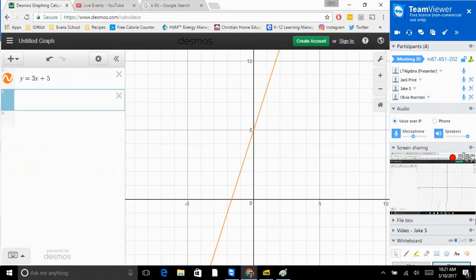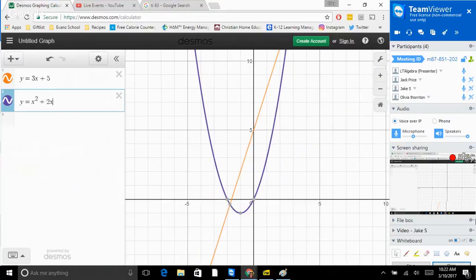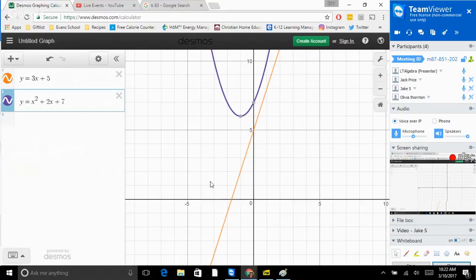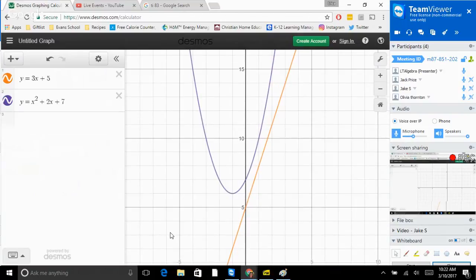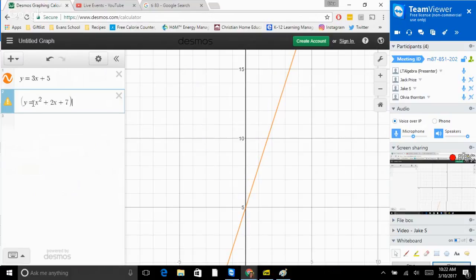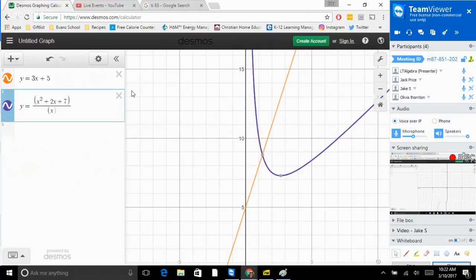And then you can get really fancy and graph crazy things like this. This is a parabola. It's got this crazy looking thing. And if I really want to get crazy, I'll show you some of the ones that the Algebra II kids are doing. You guys can be doing this in no time.